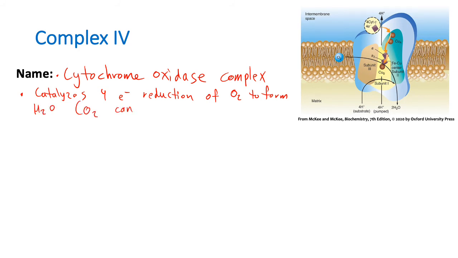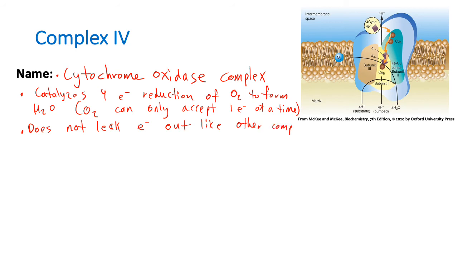O2 can only accept 1 electron at a time. And this one does not leak electrons out like other complexes. Remember the other complexes, it either gives it to Q or it might give it to cytochrome C. This one finishes off, you know this from Dr. Ladine's class, it finishes at oxygen as the final electron acceptor.